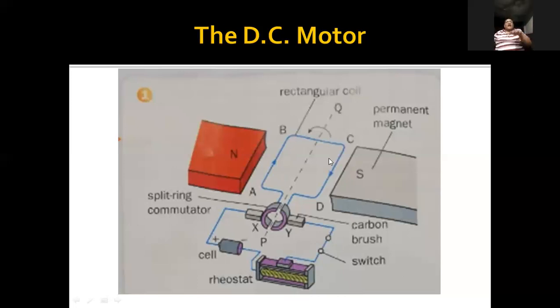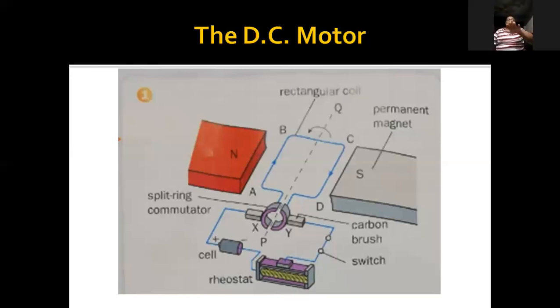So what will happen? From where I am looking, this coil will rotate in the anti-clockwise manner. This coil right now is in the horizontal position. The force on the AB side of the coil will be downward, and the force on the CD side will be in the upward direction. So these two forces will be acting like a couple.